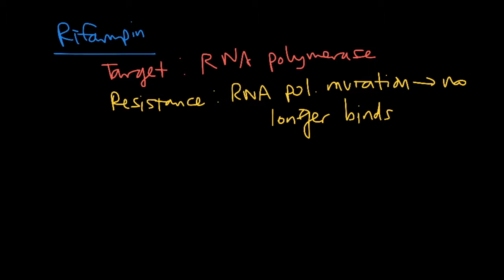So our next drug is rifampin. Its target is RNA polymerase, and resistance to this drug can develop when RNA polymerase mutates, so that rifampin can no longer bind and inhibit the mycobacteria.